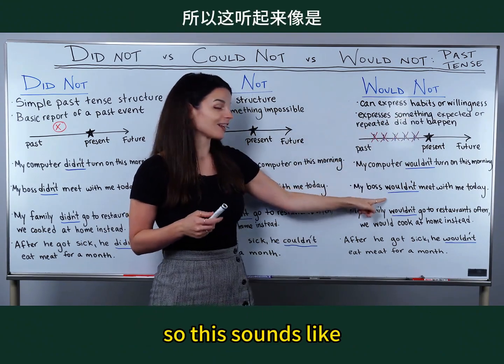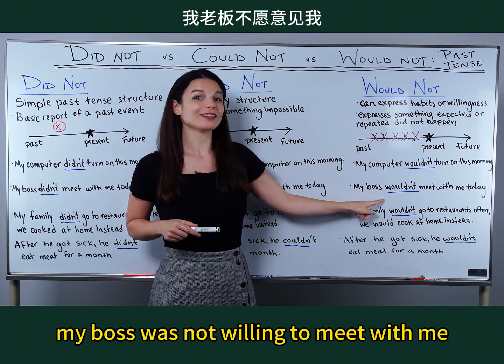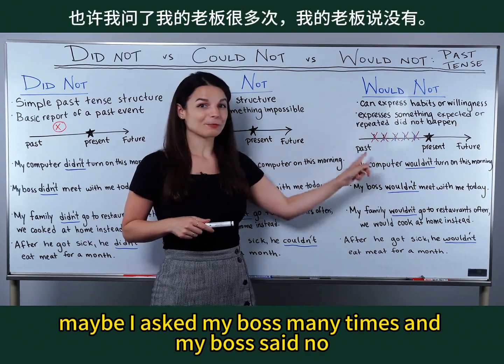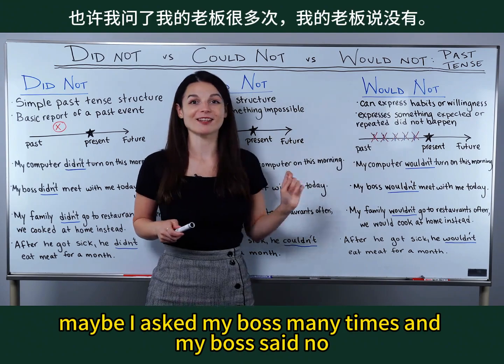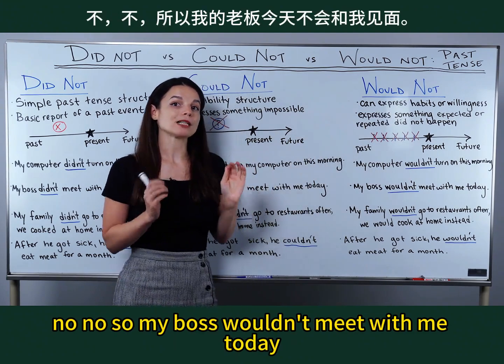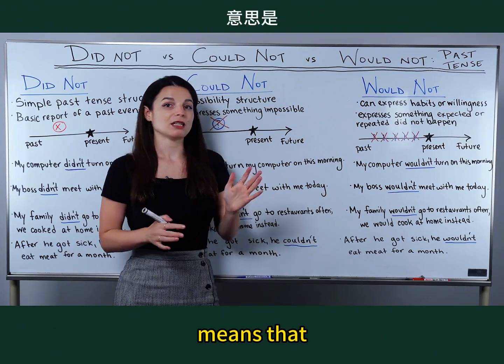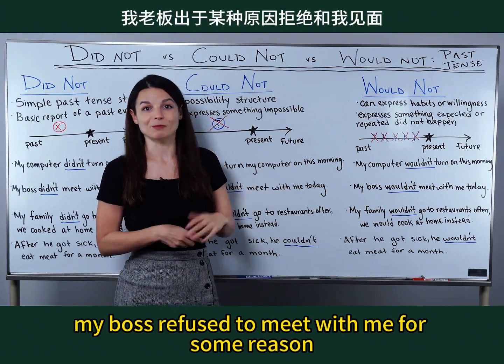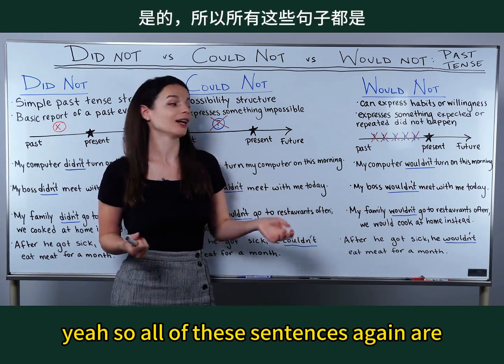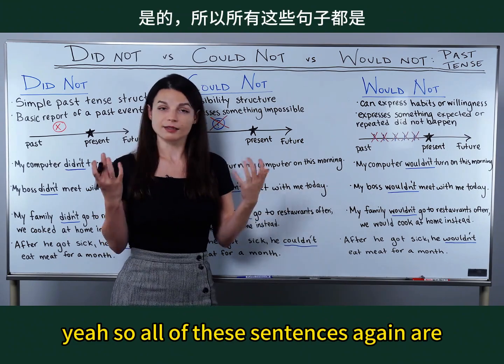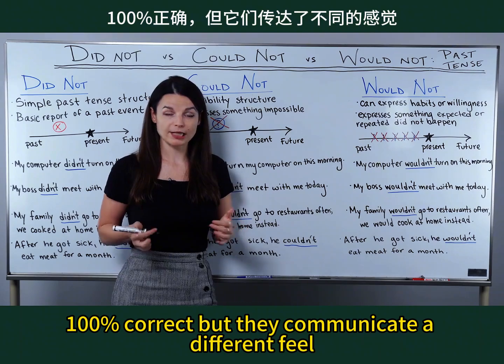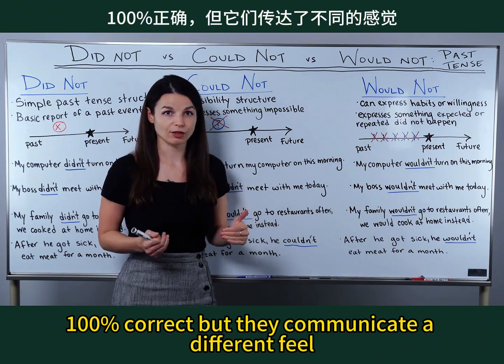This introduces a very interesting feeling because we use wouldn't for kind of repeated action or to describe willingness. So this sounds like my boss was not willing to meet with me. Maybe I asked my boss many times and my boss said no, no, no. So my boss wouldn't meet with me today means that my boss refused to meet with me for some reason. Yeah? So all of these sentences, again, are 100% correct, but they communicate a different feel.